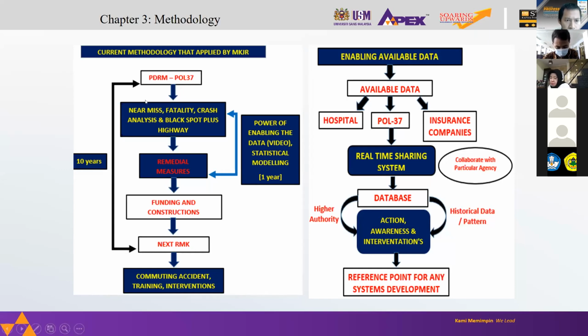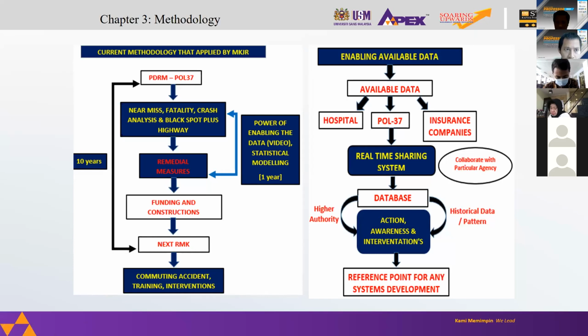Most of the roads can only be repaired after 10 years of proving, and also after the next RMK or the details after the argument in Parliament. So if we take around 10 years using the current methodology, used by local government agencies, this will cause more accidents, more black spots, near misses, and fatalities or crashes will happen.